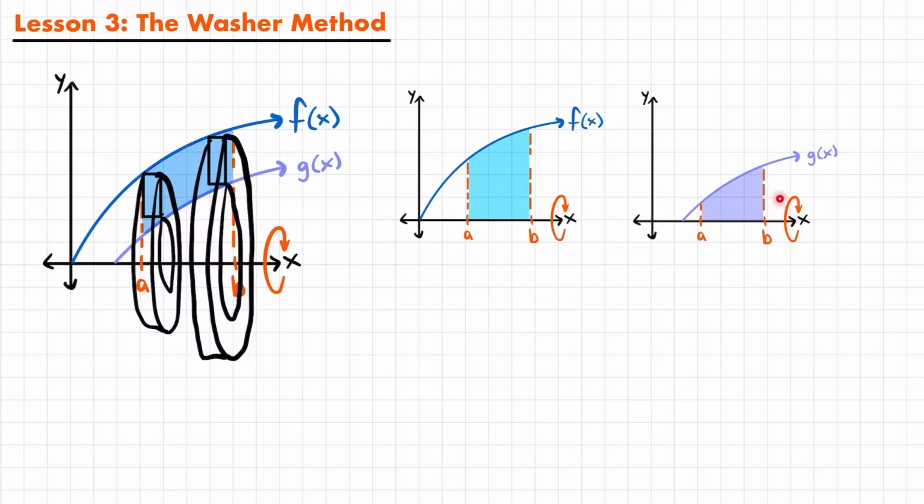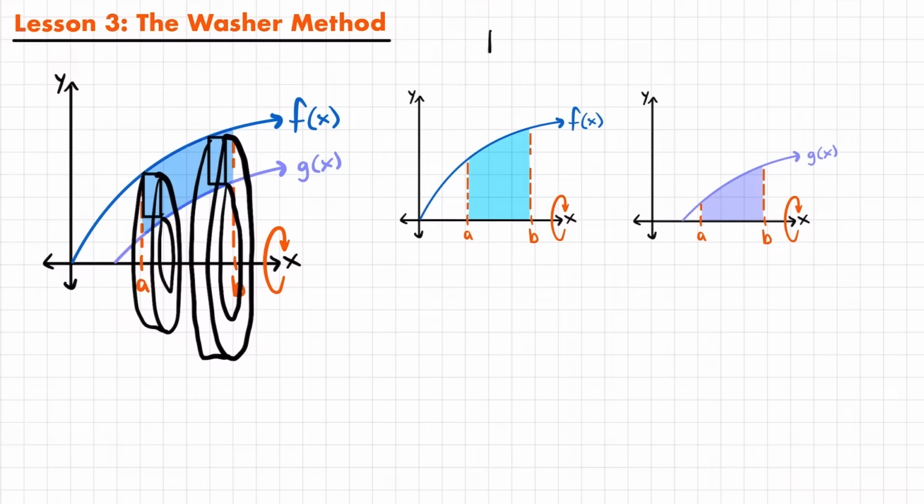However, that solid of revolution formed by the region beneath g of x would actually be the hole inside our solid of revolution when we revolve the region between both functions around the x-axis. Right, this region right here is the same as this region here that would be revolved around the x-axis that makes up this hole inside of those washers. So what we can do is use the disk method to calculate the solid of revolution formed by revolving the region beneath f of x around the x-axis and subtract the volume of the solid of revolution formed by revolving the region beneath g of x around the x-axis.